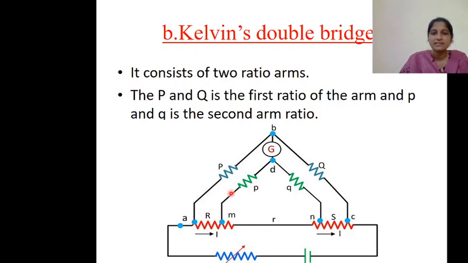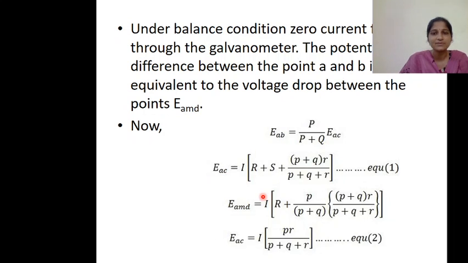And here consider this triangle. These two resistors, small p and small q, are in series, and that combination will be in parallel with small r. So p plus q parallel r, that means (p plus q) into r divided by p plus q plus r is the total resistance. Now the same you have substituted here. So EAC is the current I into R plus S plus (p plus q) parallel r.